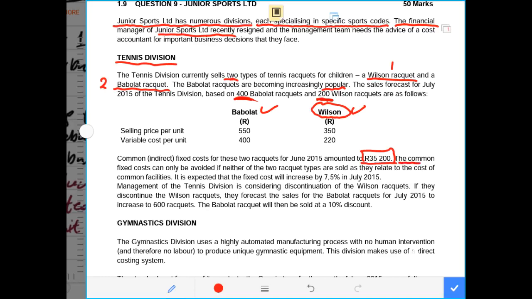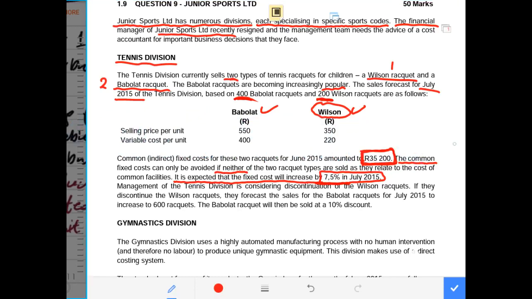So now they say the common fixed cost can only be avoided if neither of the two racket types are sold, as they are related costs to the common facilities. And it says it is expected that the fixed cost will increase by 7.5% in July 2015. So now remember, this is our month that we are budgeting, which is July 2015. So now they say the fixed cost of June are expected to increase by 7.5%, and that becomes our estimate for the month of July in the year 2015. So now let us calculate our budgeted fixed cost.